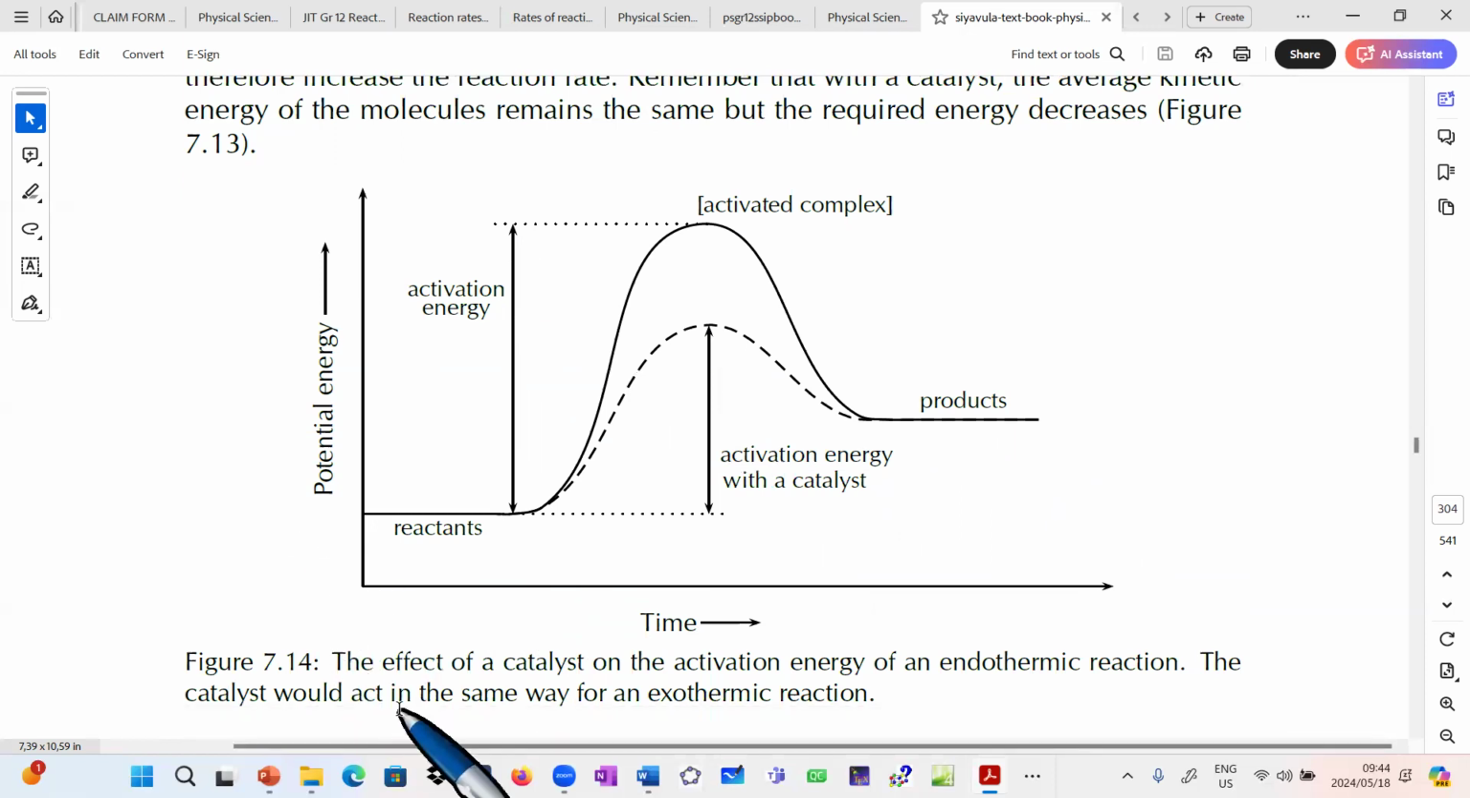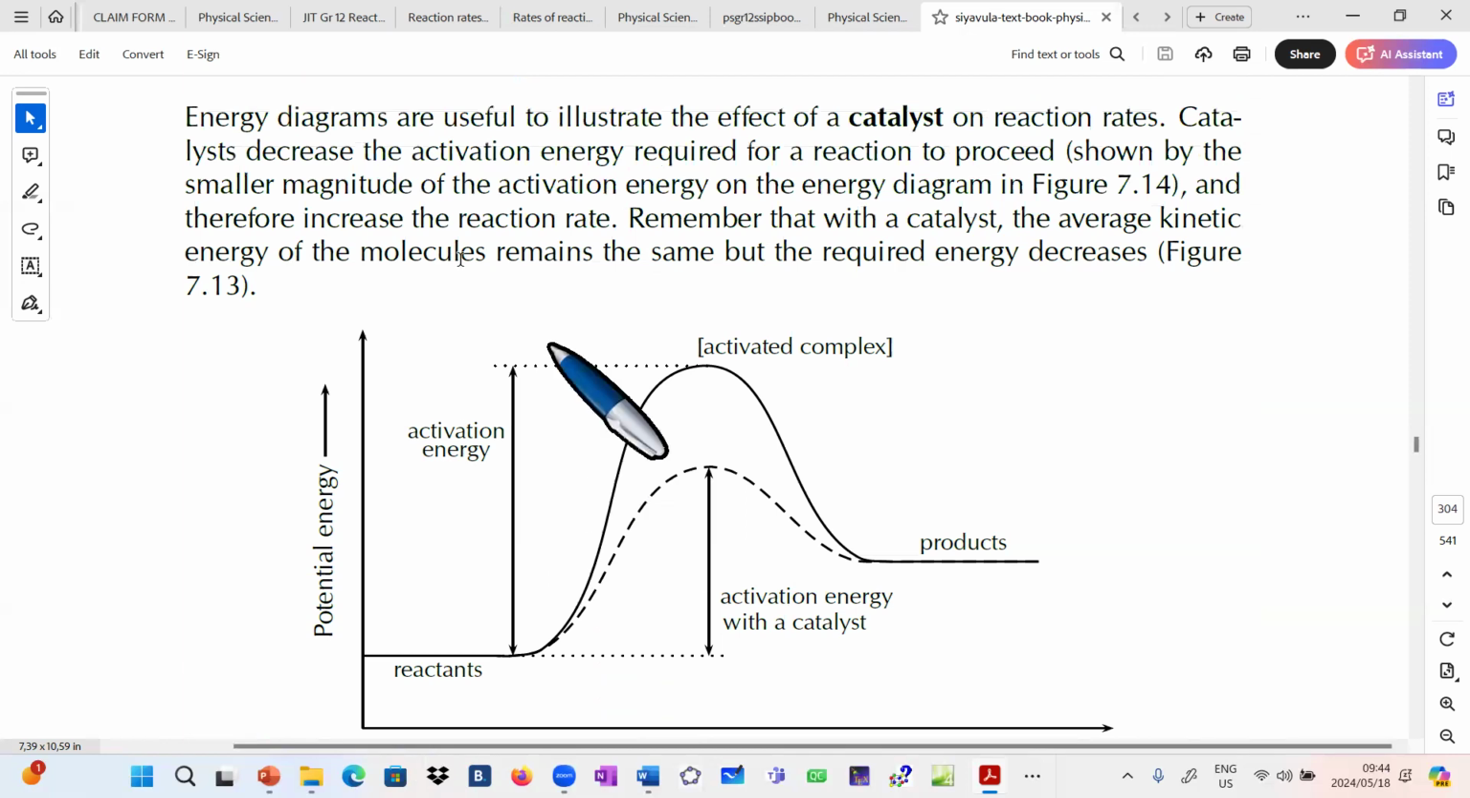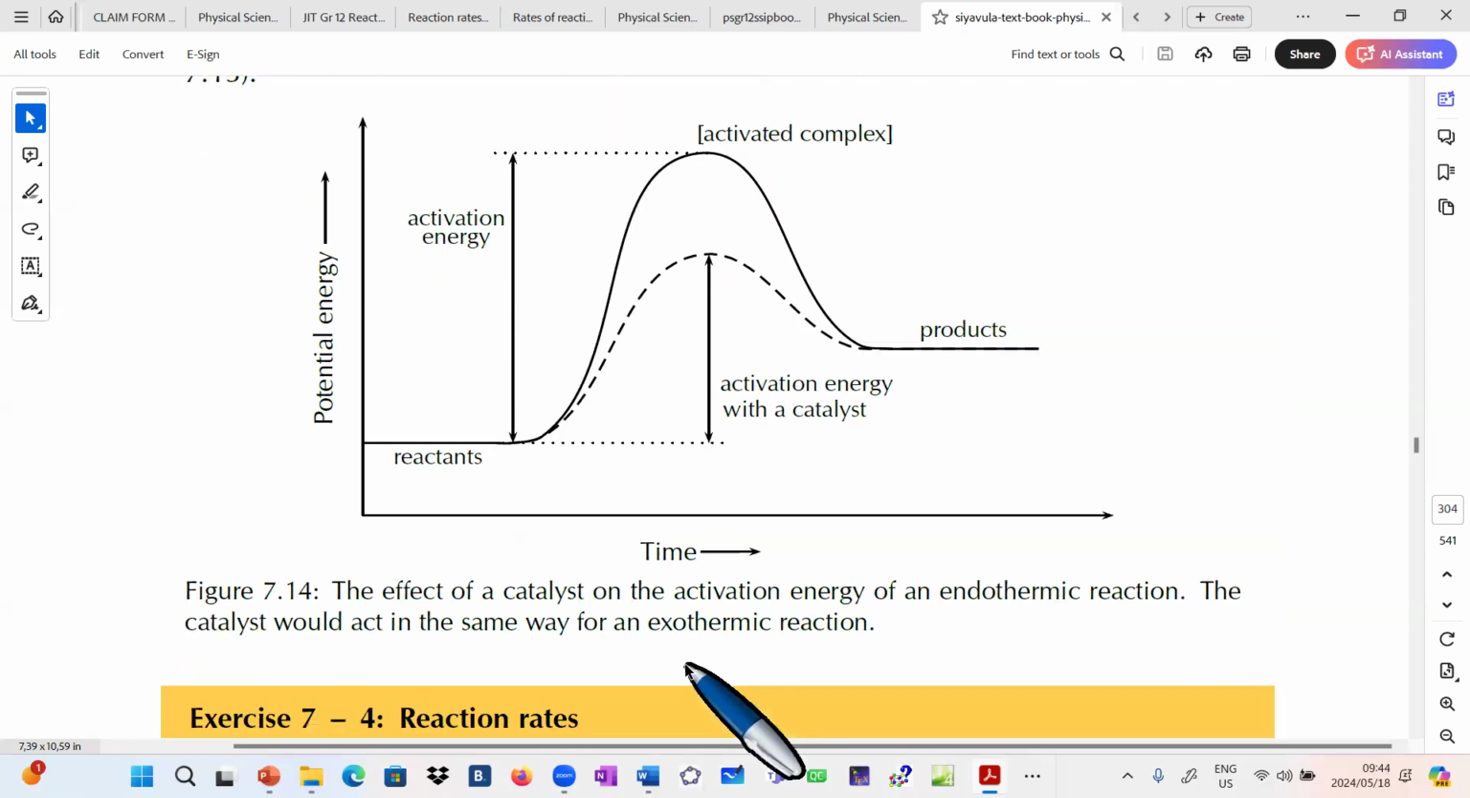Right. So the effect of the catalyst on the activation energy of an endothermic reaction: the catalyst would act in the same way as for an exothermic reaction. So you can see that the catalyst decreased the activation energy. The activation energy with the catalyst is now decreased, smaller. Right, the catalyst would act the same way for an exothermic reaction.